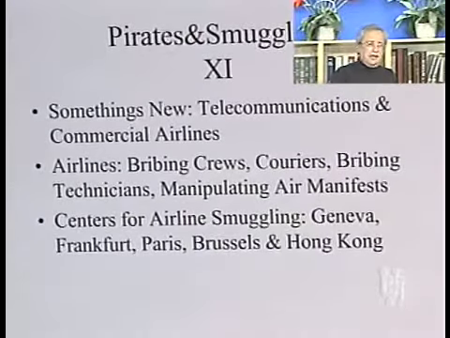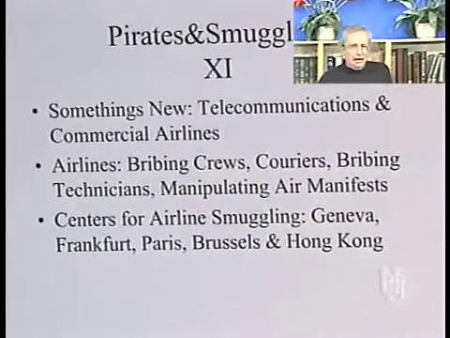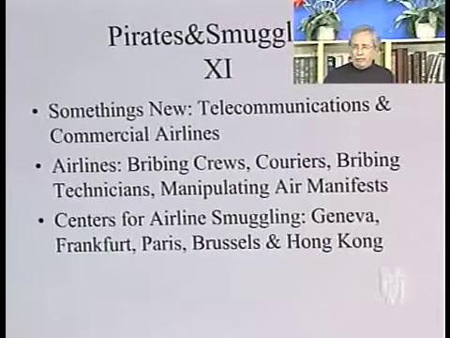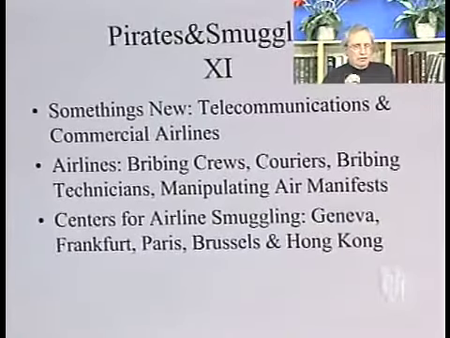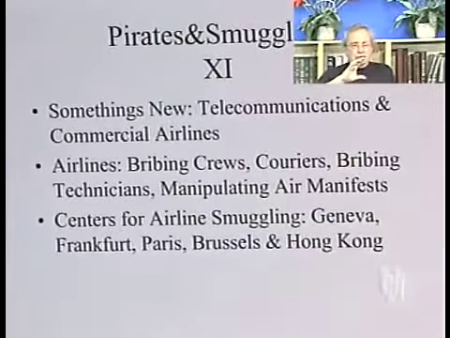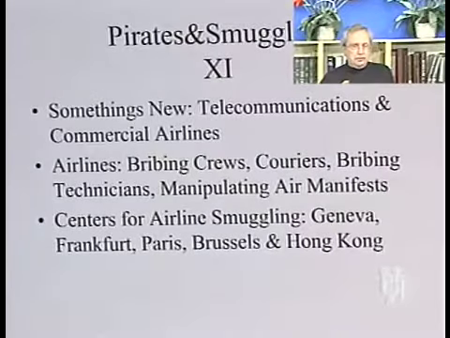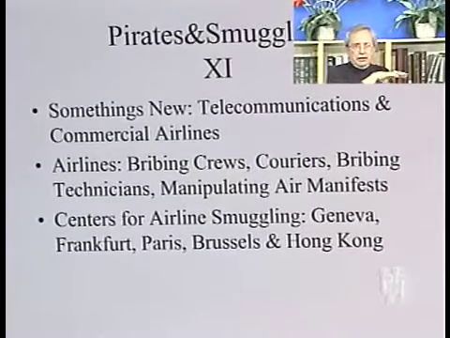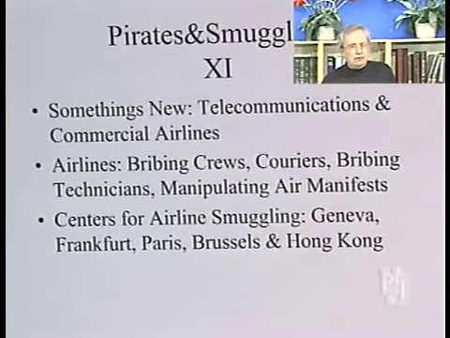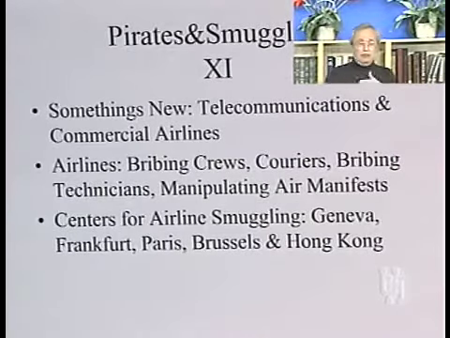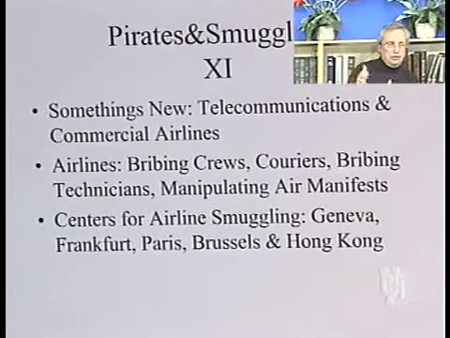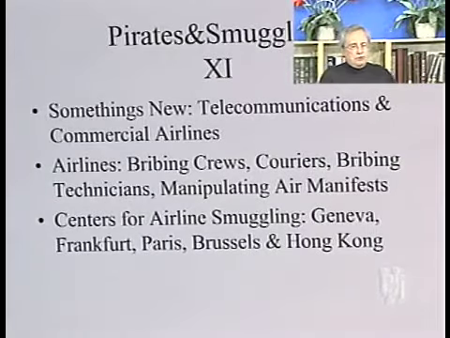Certain cities emerged as centers for airline smuggling, particularly places like Geneva, Frankfurt, Paris, Brussels, Hong Kong. Part of this has to do with the simple fact that, like Paris, they were hubs for international connections. Now, people flying, let us say, from the United States into certainly significant parts of Africa and the Middle East, etc., would almost certainly go through Paris. Part of it is their function as international airline hubs. And this was the place that you wanted to move the goods in and out of because there are so many opportunities to get goods easily from one region of the world to another.